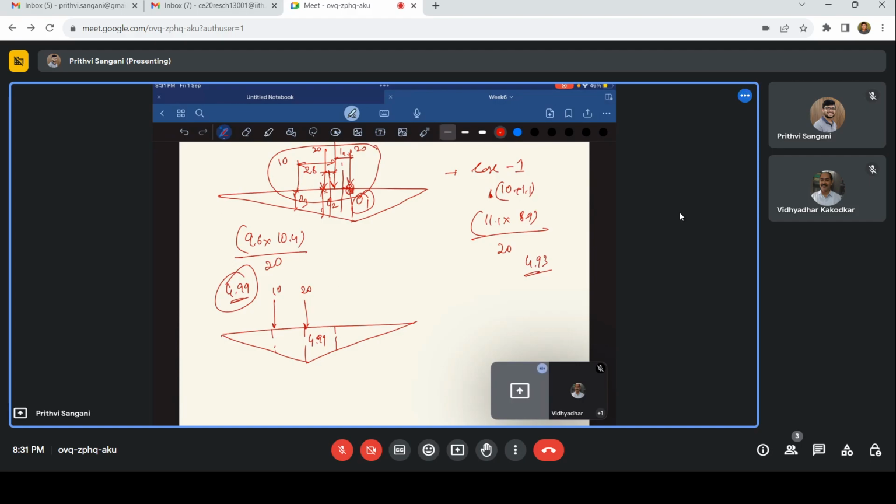So yeah, anyways, you need to find case 1 and case 2, and from case 1 and case 2 you need to conclude which one is giving you the maximum bending moment.